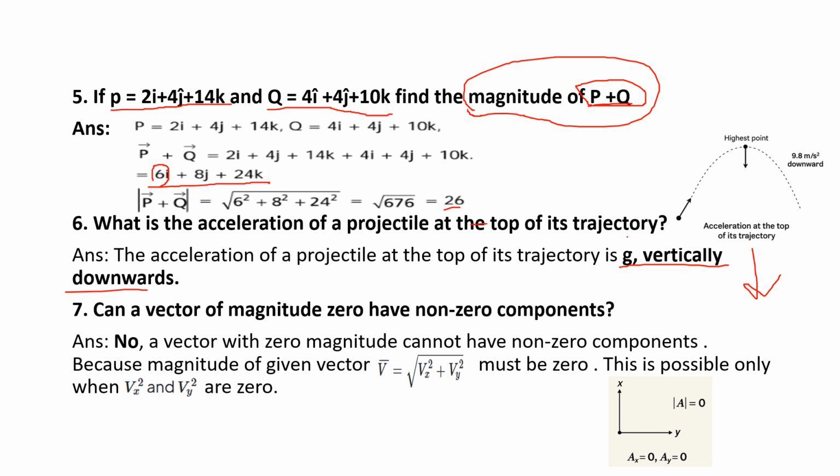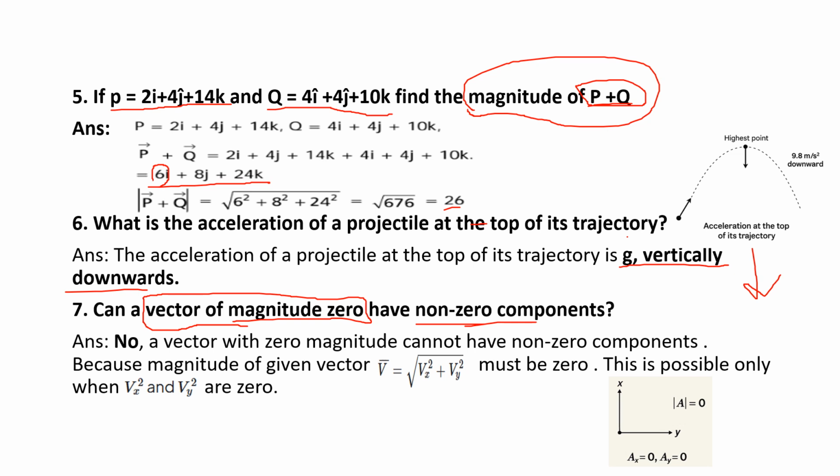So the next question. Can a vector of magnitude 0 have non-zero components? No, definitely no. The magnitude of a vector will be 0 only when we take 0 components. With non-zero components, we won't get a 0 magnitude vector, right? So if we have 0 components, then we will get a 0 magnitude vector, but with non-zero components we will not get that 0 magnitude vector.